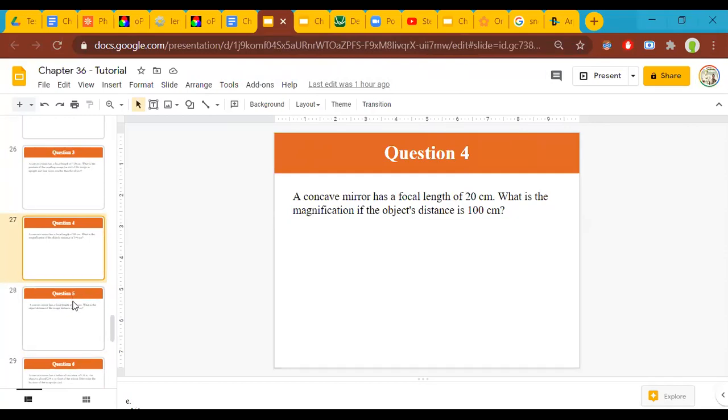You're told about a concave mirror in this case. You know the focal length is 20 centimeters, and you want to know what the magnification is if you know the object distance. Being a concave mirror, that tells us that the focal length is real. It's in front of the mirror itself.